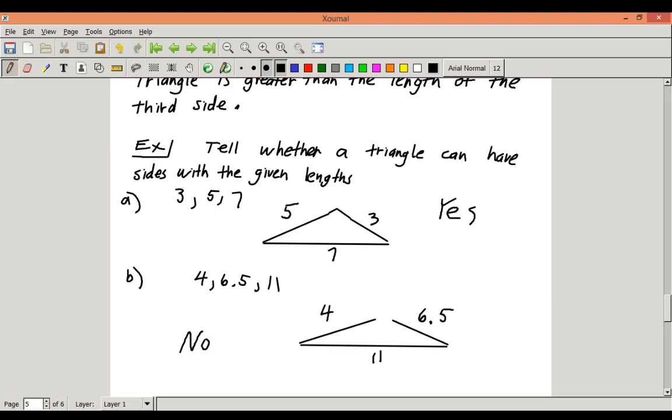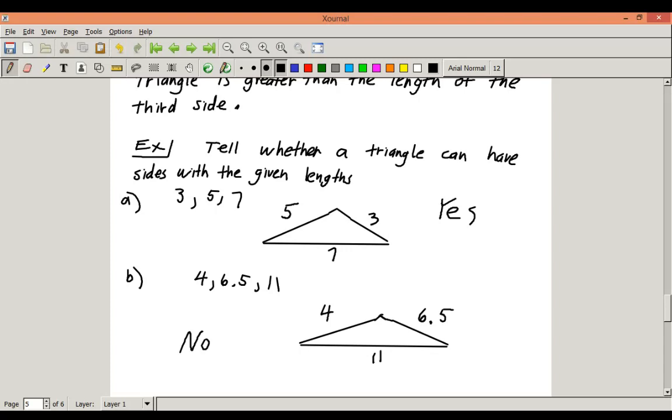Just because you could draw this all you want and make it look like a triangle, it's not a triangle because two of the sides are not greater than the third side. I mean, if you chose 11 and 6.5, that's true. Those added together are greater than 4, but it's got to be true for every pair of numbers.